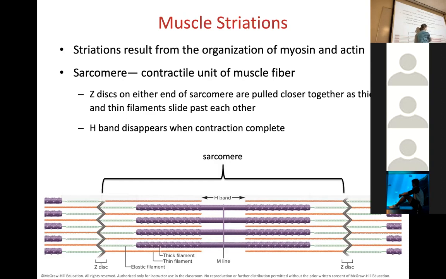So the actin filaments walk towards each other. So you no longer have that space in between the actin filaments. So this H band area here will disappear upon muscle contraction. So the Z discs come together, the H band disappears.